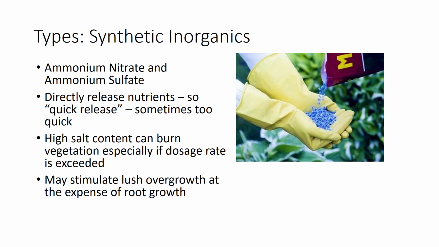Some synthetic inorganics, such as ammonium sulfate, are acidifying agents and can decrease the soil pH. This is beneficial if your soil pH is too high or your plant prefers a lower pH. Since these nitrogen sources are directly released, it may stimulate lush overgrowth at the expense of root growth. Without the root growth, it is more susceptible to stresses such as drought, heat, insects, diseases, and heavy traffic. Synthetic sources are more inexpensive and most commonly seen in stores.